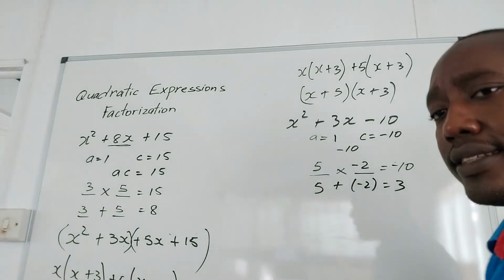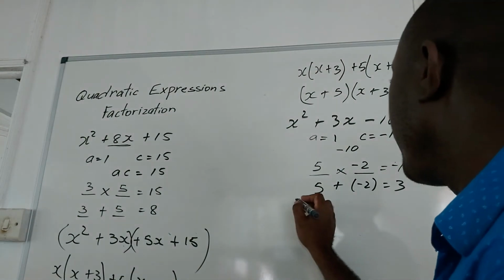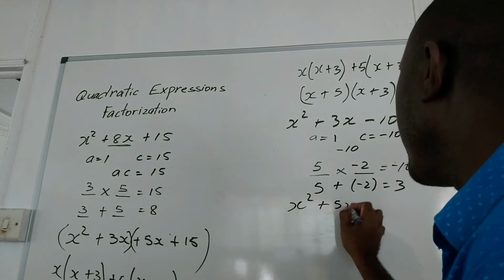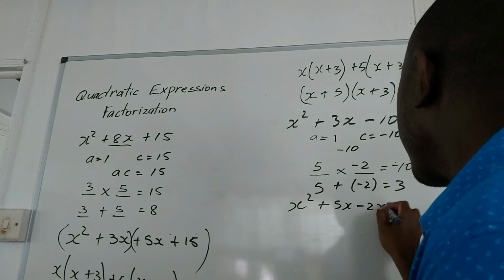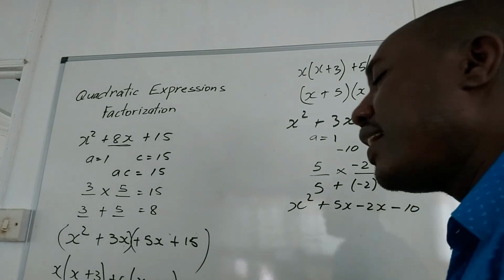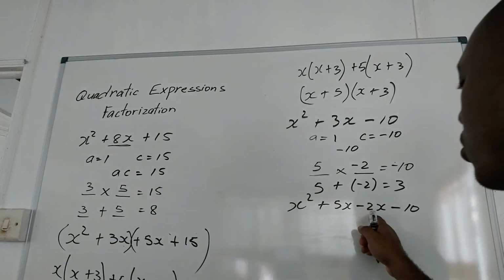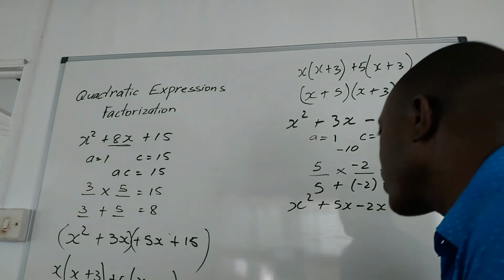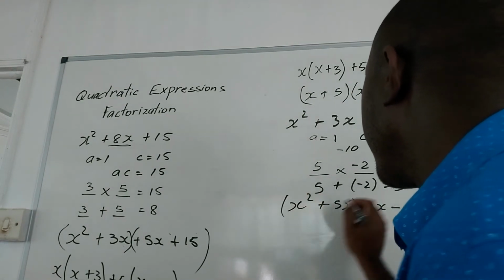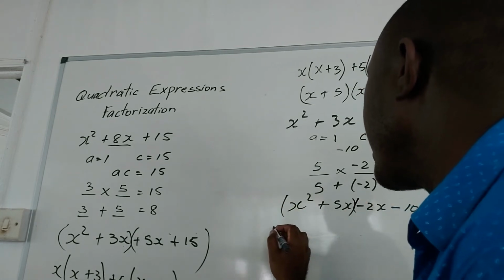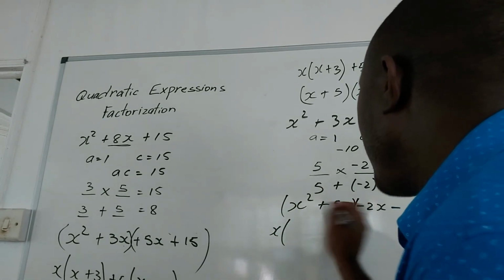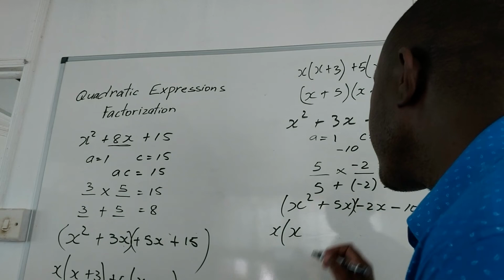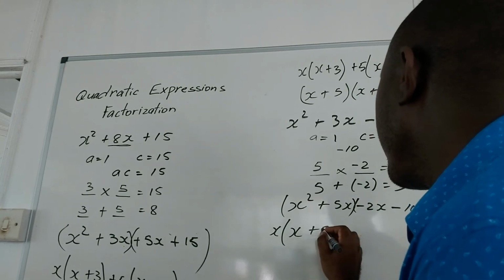Then we rewrite the expression. So we have x squared plus 5x minus 2x minus 10. And yes, it is okay if you put your negative 2 first and your positive 5 after. You will get the same answer. So let's group and factorize. Our common factor here is x. So we factor out our x. x squared divided by x will give us x. 5x divided by x will give us 5.